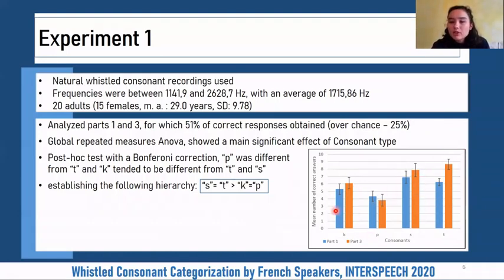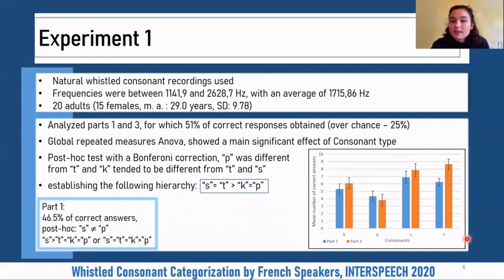However, the results between part 1 and part 3, part 1 in blue and part 3 in orange, are relatively different. In part 1, we find that 46.5% of correct responses were obtained, and using a post hoc test, S was only significantly different from P, which means that there are two possible hierarchies. Either S is better recognized than T, K, and P, or S is recognized as well as T and K and better than P.